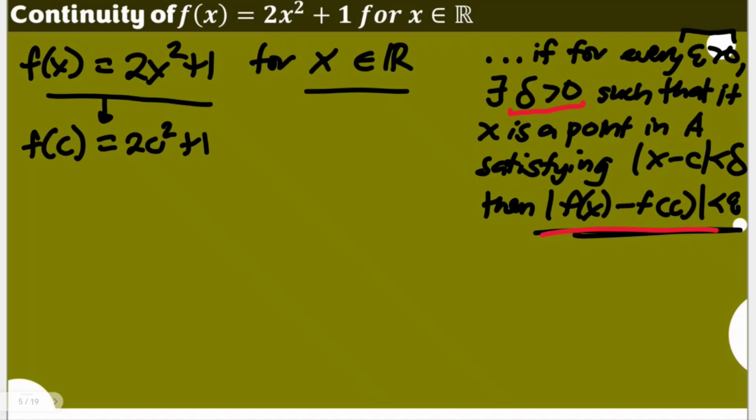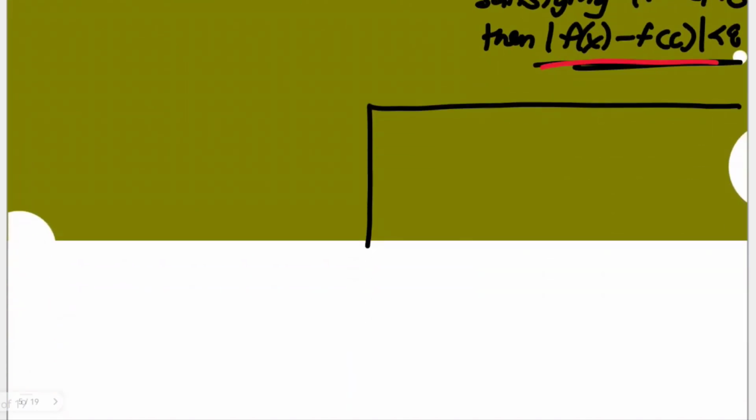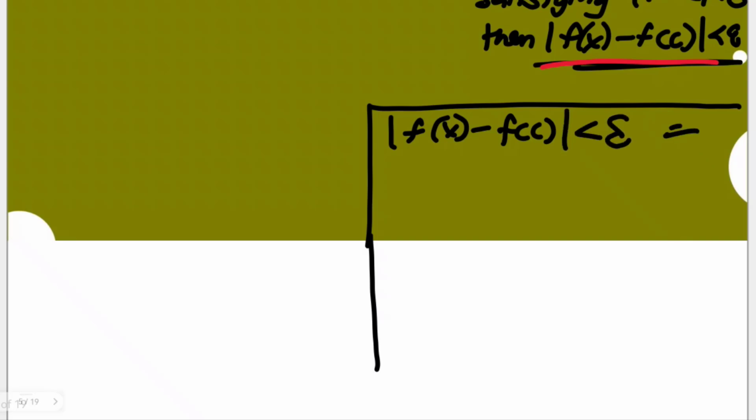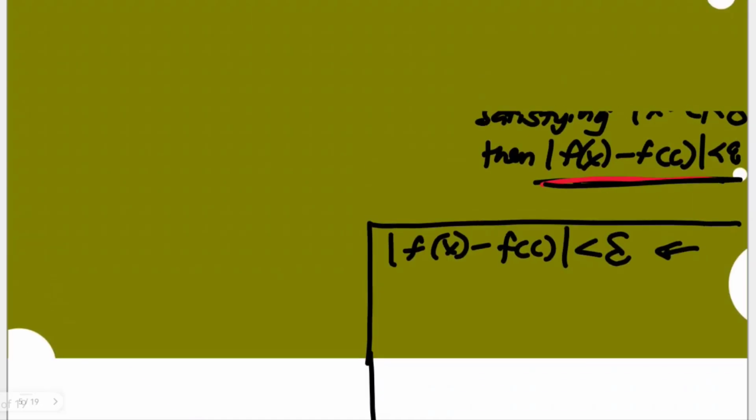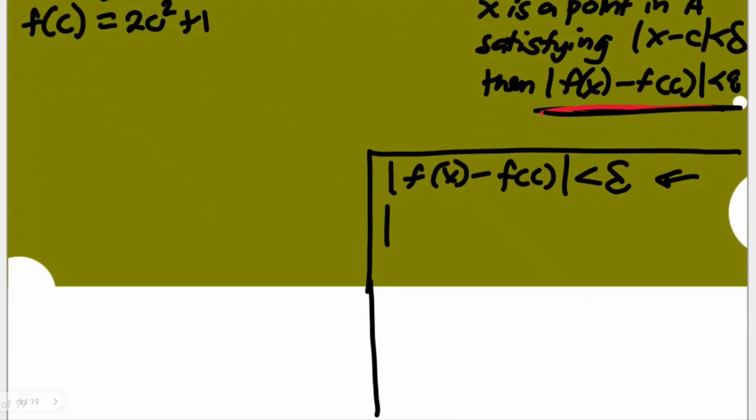Now my point here is, before we could start, just like in the previous examples and together with proving limit theorems, we are going to have a short scratch work for us to be guided. The scratch work will help us identify the correct process that will allow us to return to this intended goal. So with that, let me place here f of x, which is 2x squared plus 1, minus f of c, which is 2c squared plus 1, absolute value less than epsilon.